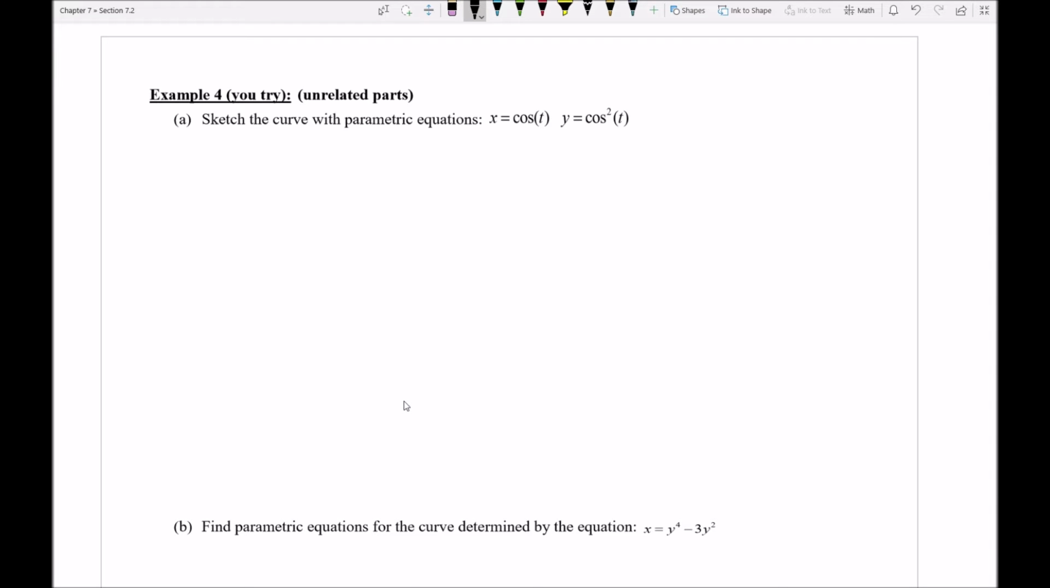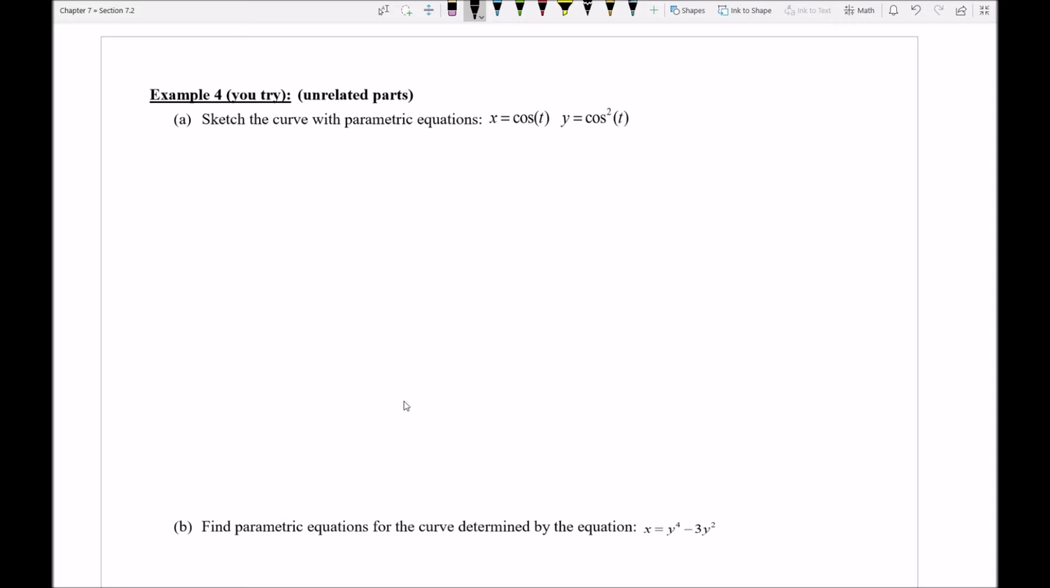Now I want to turn our attention to example number 4. This is a question I actually want you to try on your own. It's got 3 parts and they're all very unrelated. But I'd ask you to pause the video right now to try to see if you can practice working through these questions to see if you can understand how they're done.